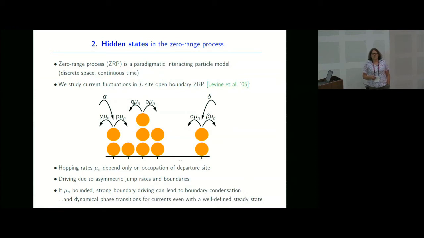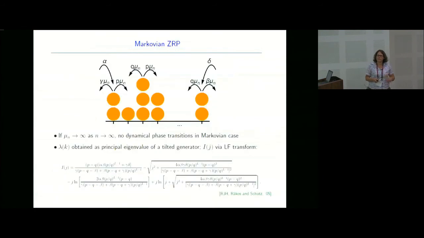And also in that case, even if you choose your boundary rates so that there is a stationary state, if you look at the current fluctuations, you see a dynamical phase transition in the tails. But I'm not going to talk about that. I'm going to concentrate on the easier case, where μn goes to infinity as n goes to infinity.